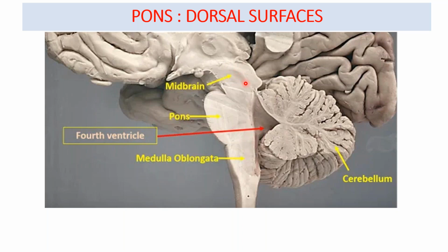This is the cavity of the midbrain, which is the aqueduct of Sylvius, which is continuous with the fourth ventricle. The fourth ventricle is continuous with the central canal of the medulla, which continues into the central canal of the spinal cord. And the fourth ventricle opens into the third ventricle, which is between the diencephalon, which continues into the lateral ventricle in the cerebral cavity.